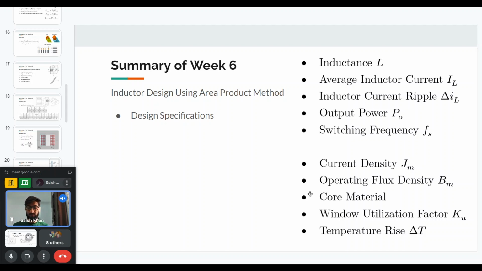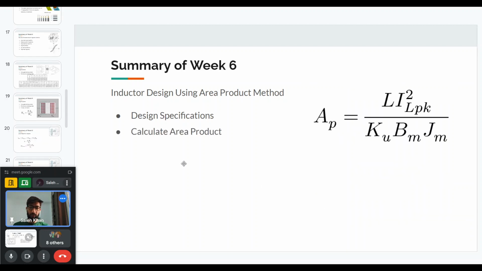So once we have these specifications, we have to calculate the area product. That is the formula that we've shown: L times I_L peak squared, divided by Ku. L we know, and I_L peak we can find out from the average current plus half of the ripple. Ku we have specified, the working flux density we have specified, and the current density also we have specified.